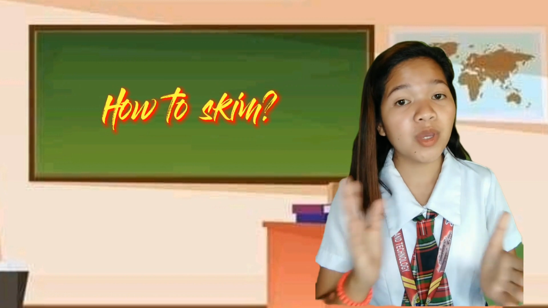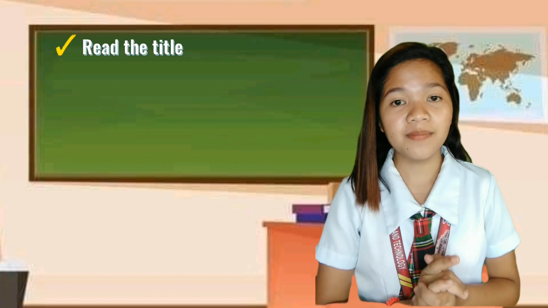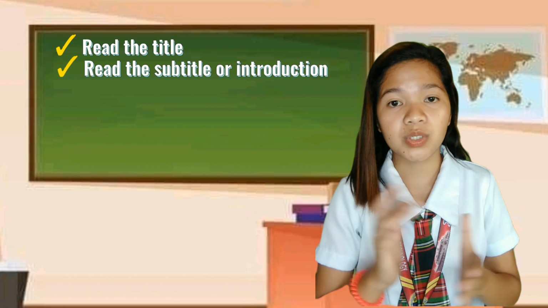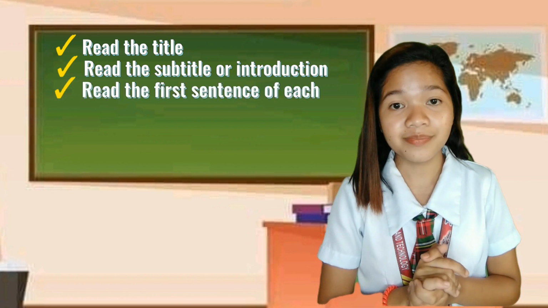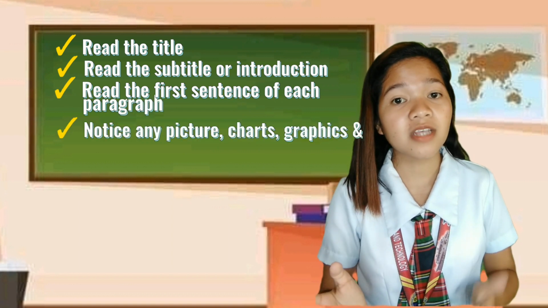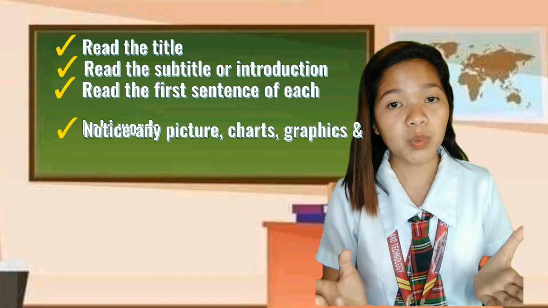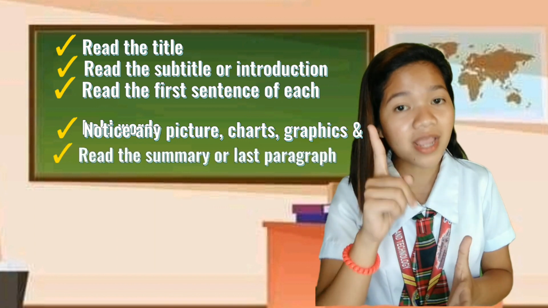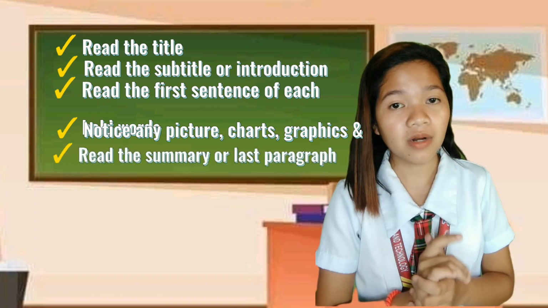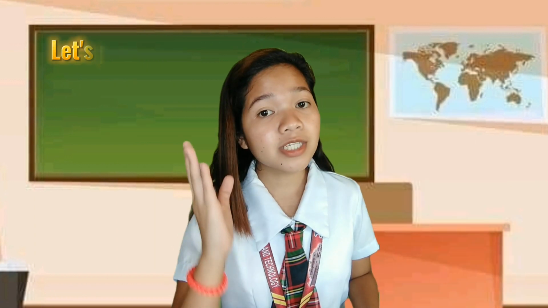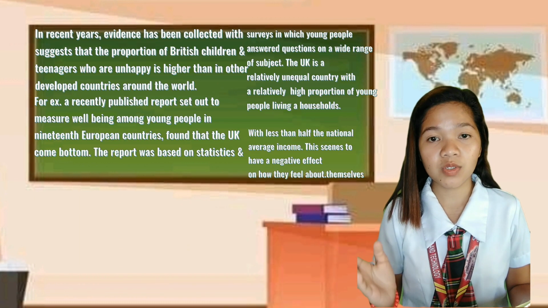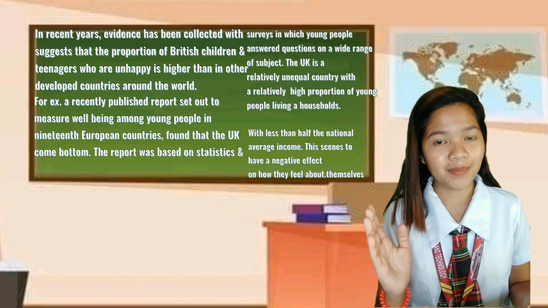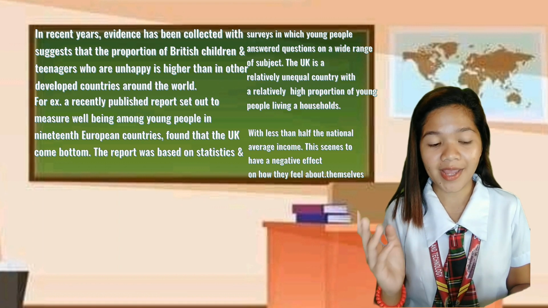How to skim? When you are skimming, read the title, read the subtitle or introduction, read the first sentences of each paragraph. Notice any pictures, charts, graphics, or bold words. Read the summary or last paragraph if there is one. Now, let's practice skimming using the paragraph given. Let's skim the first and last sentences from the paragraph given. Alright, I'll just read first, okay?